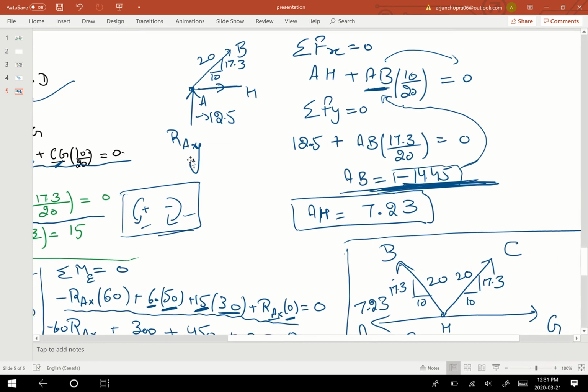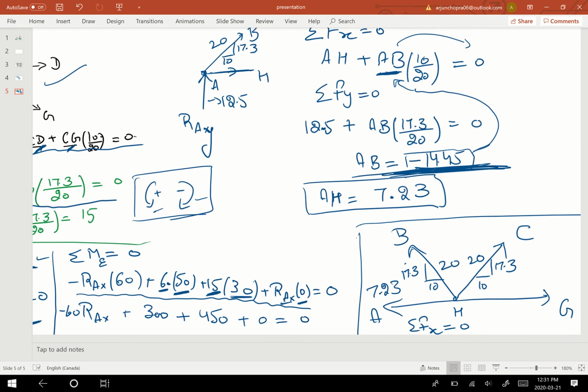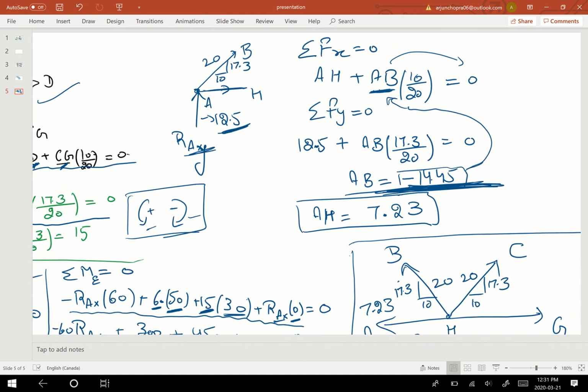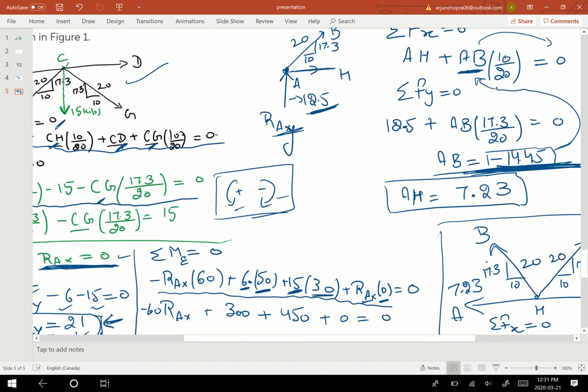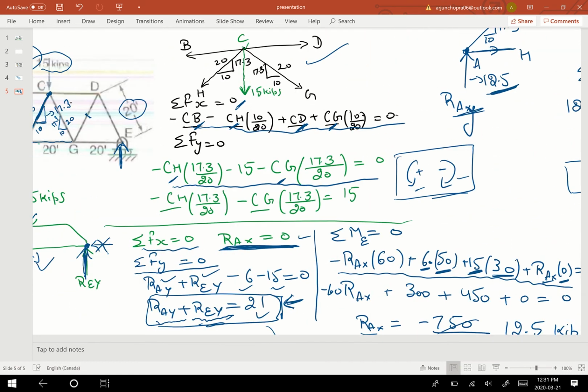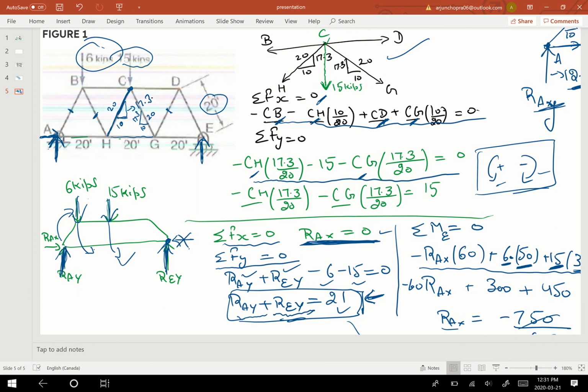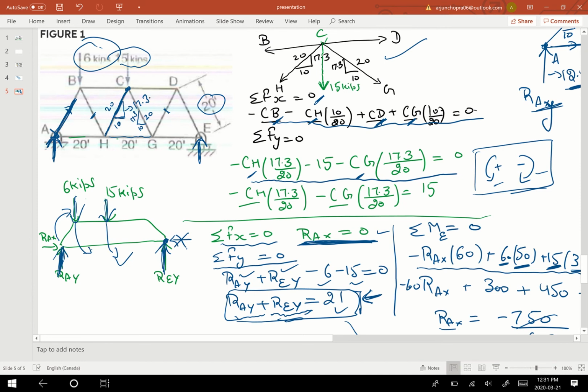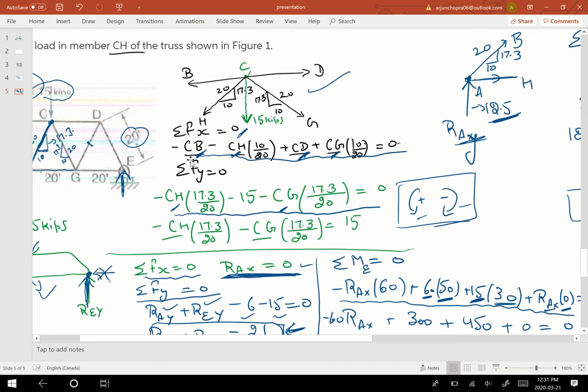So then I figured out the RAY component, which is 12.5, and now I will draw the diagram about point A. If I draw the diagram about point A, about this point, this will move in the upward direction. I don't need to represent any RAX because it is 0, and this is upward. This will be in this direction like this. So that's what I've drawn here.